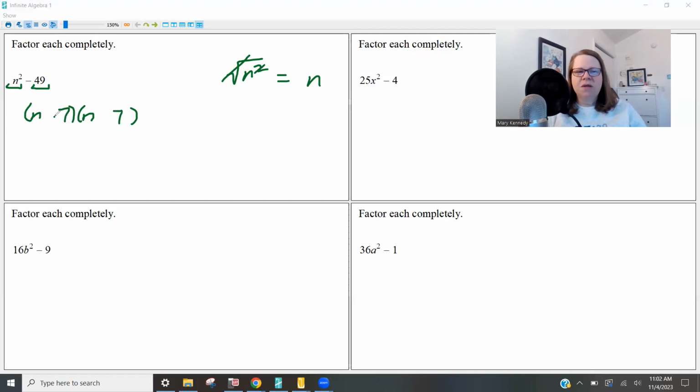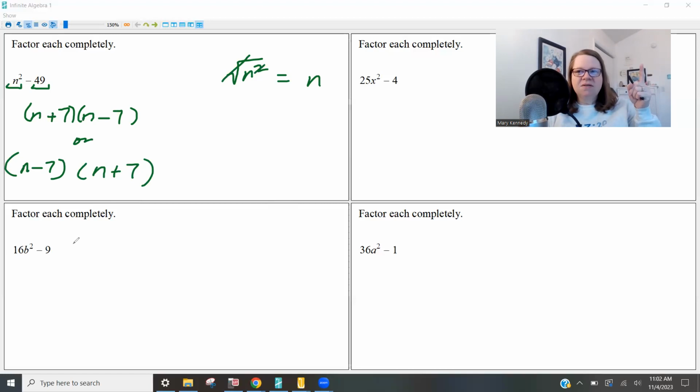And then it's always going to be, one's going to have a plus and one's going to have a minus. And it does not matter which one you list first. If you put n minus 7, that's the same. And then times n plus 7, that's fine. So pause and go ahead and write these other ones down.